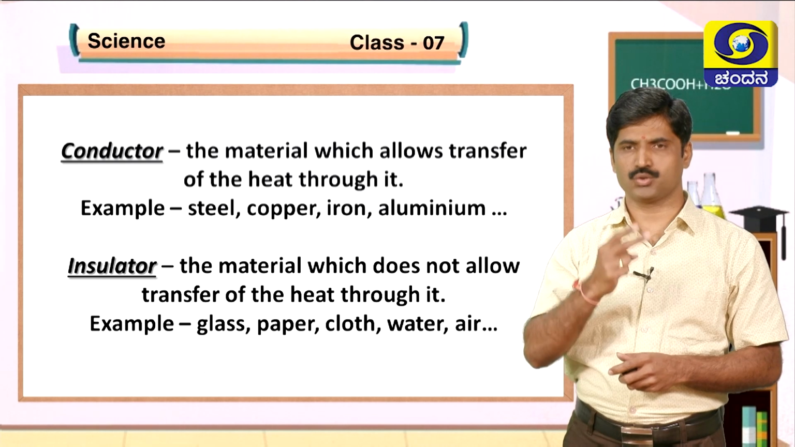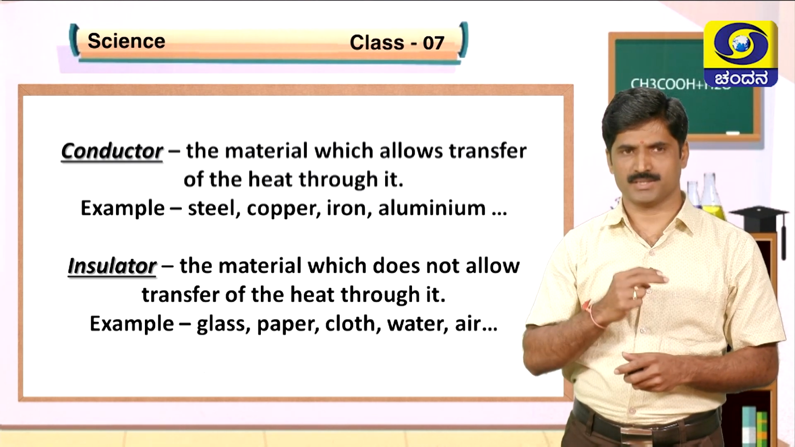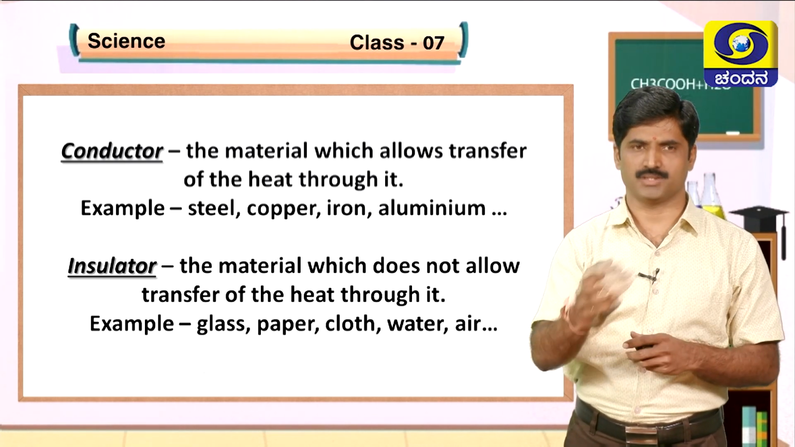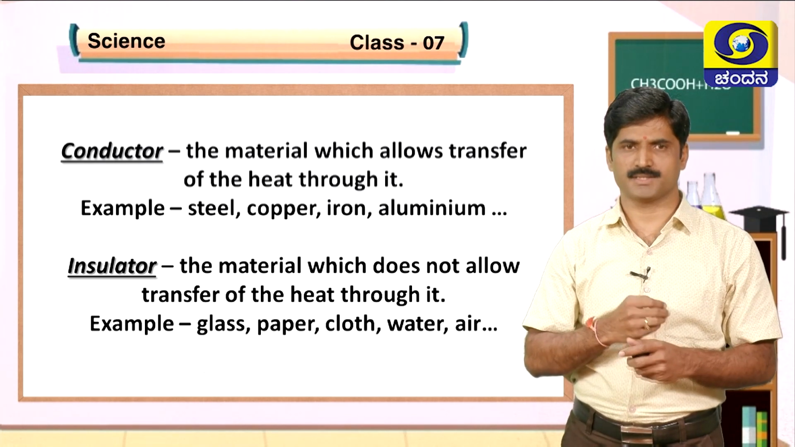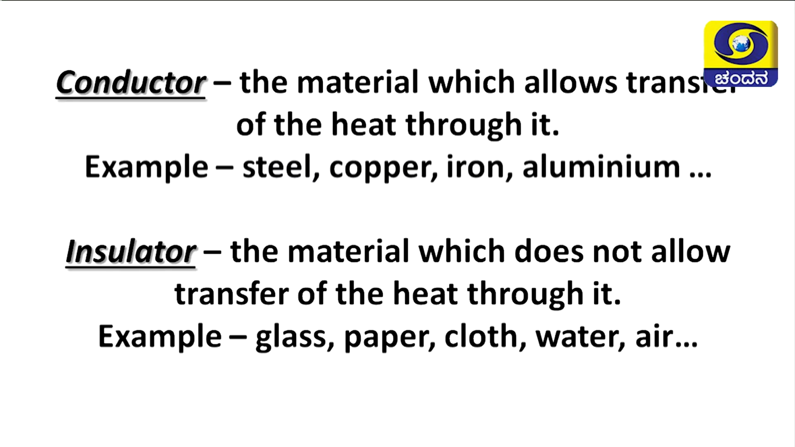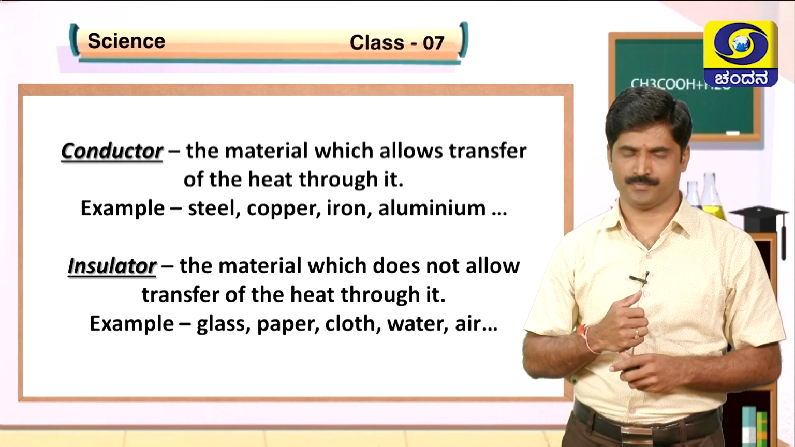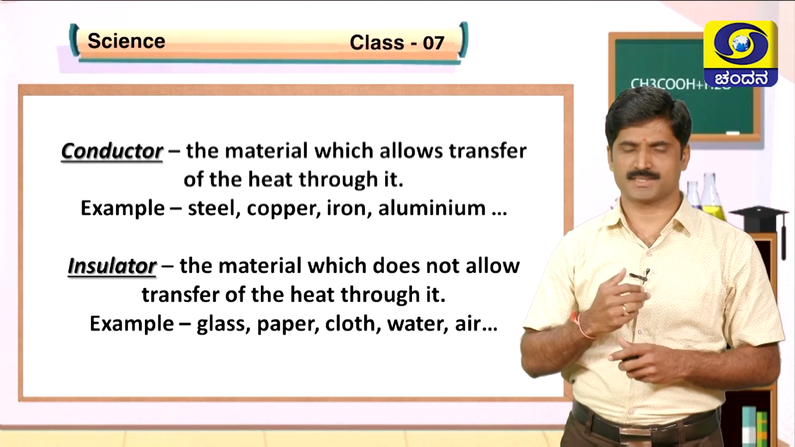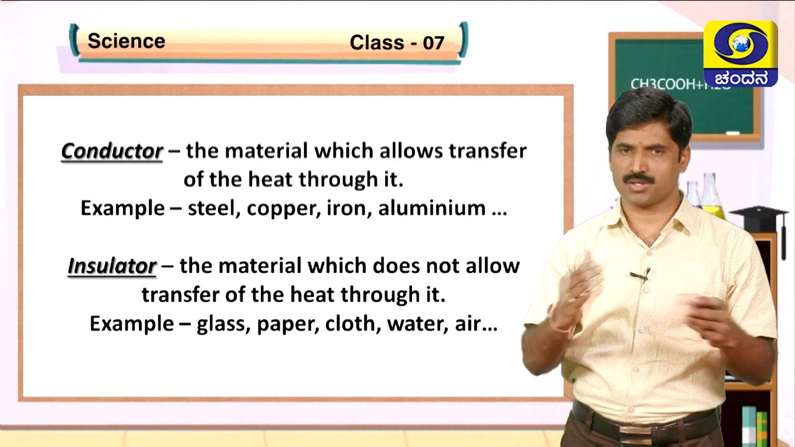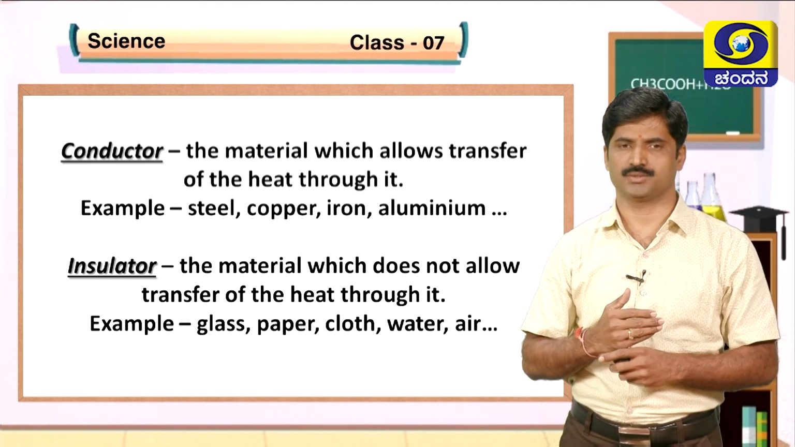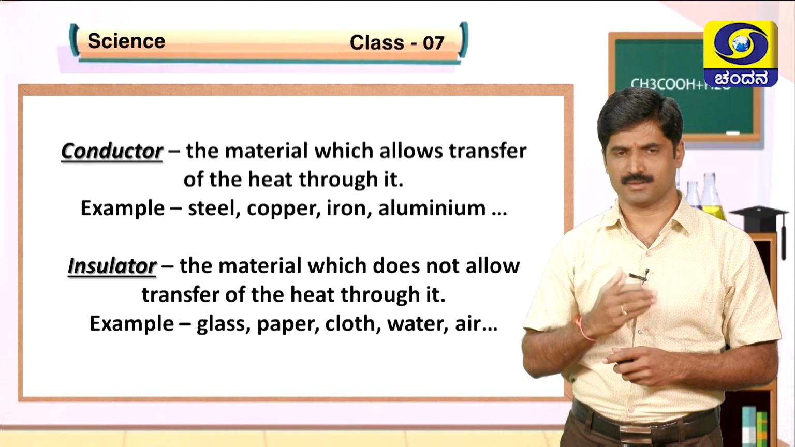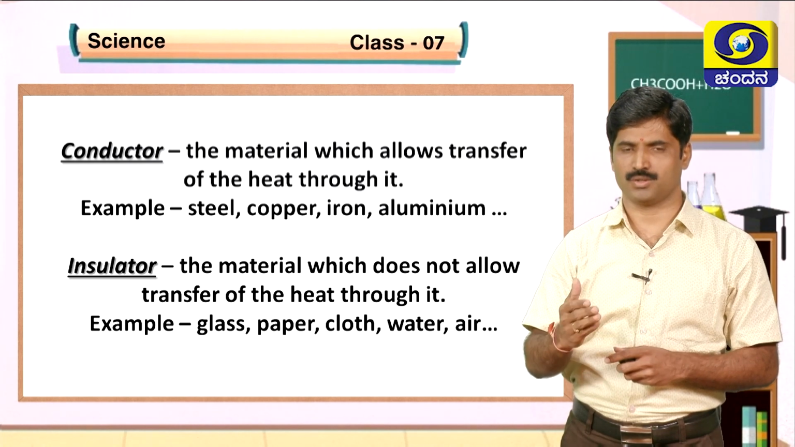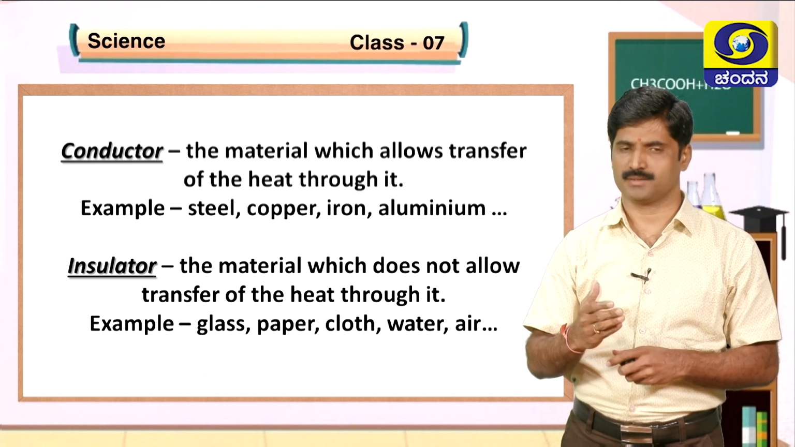So, there are two types of solids. One is conductor and the other one is insulator. Conductor is the material which allows the transfer of heat through it. For example, steel, copper, iron, aluminum, etc. Insulator is the material which does not allow the transfer of heat through it. Example, glass, paper, cloth, water, air, etc.